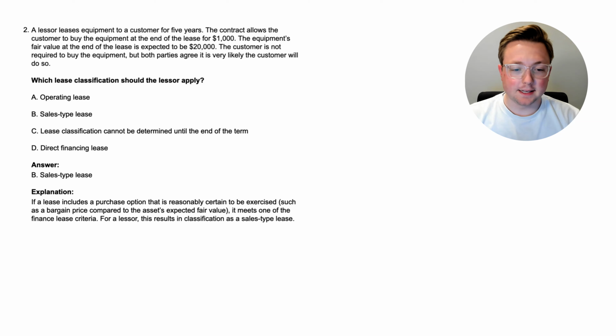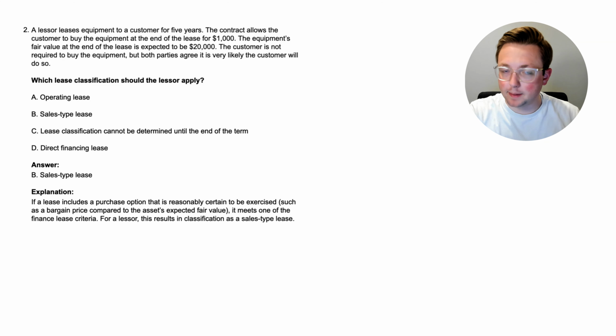All right, here we are at the answer B, sales type lease. So it's a sales type lease again, but it's a different criteria. And you'll kind of see a pattern throughout this video. You'll start picking up: if a lease includes a purchase option that is reasonably certain to be exercised, such as a bargain price compared to the asset's expected fair value, it meets one of the finance lease criteria. And again, because it's a lessor, if it meets that criteria, it's going to be a sales type lease.